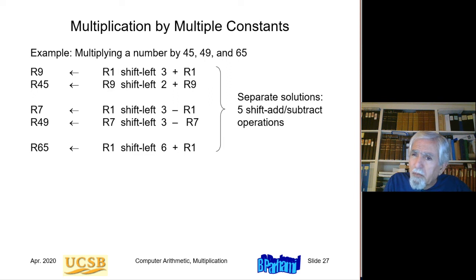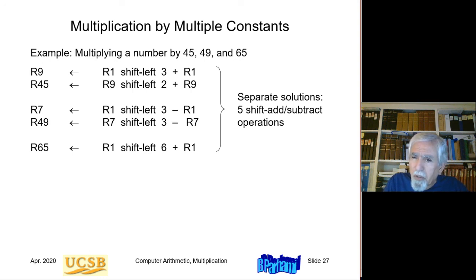People have also studied multiplication by multiple constants. So if you have an application in which a value x needs to be multiplied, this is just a toy example, by 45, 49, and 65. These are three constants. You can use the methods that we just discussed three times. But also, there are algorithms that take the three constants and see if we can do some sharing between them.